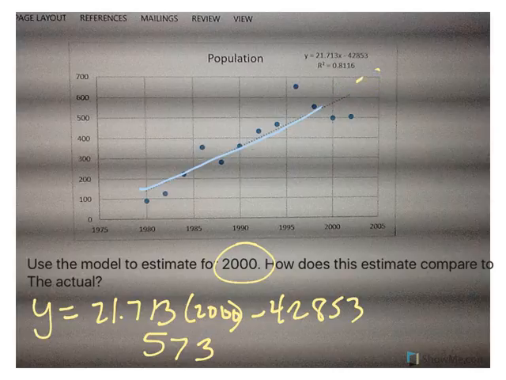Or if you don't know the value, we don't know for sure that this is at 500, you could simply say the model overestimates for the year 2000 because the actual is less than the estimate, because the dot is below the line. If we had been looking at year 1996, it's very easy to see that the actual is way higher than the estimate because that dot is above the line. So it all depends on the position of the dot compared to the line.